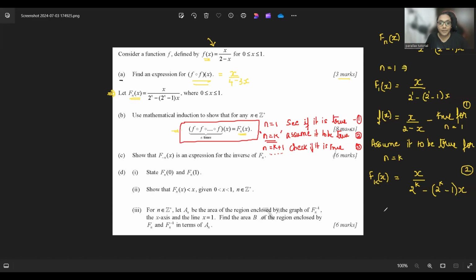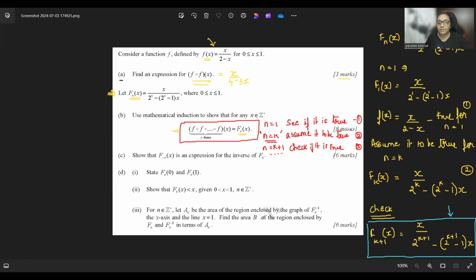Now comes the third part, which is we have to check if this is true for f of k plus 1 x. Now what should f of k plus 1 x be? It should be x by 2 to the power k plus 1 minus 2 to the power k plus 1 minus 1 x, right? This should be our result. Let me highlight that. We have to see by using induction whether we get this result or not. If we get this result, that means it's true.